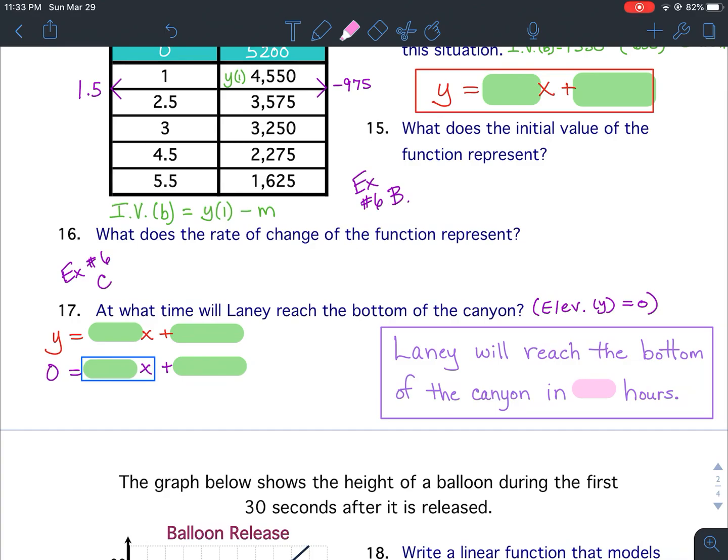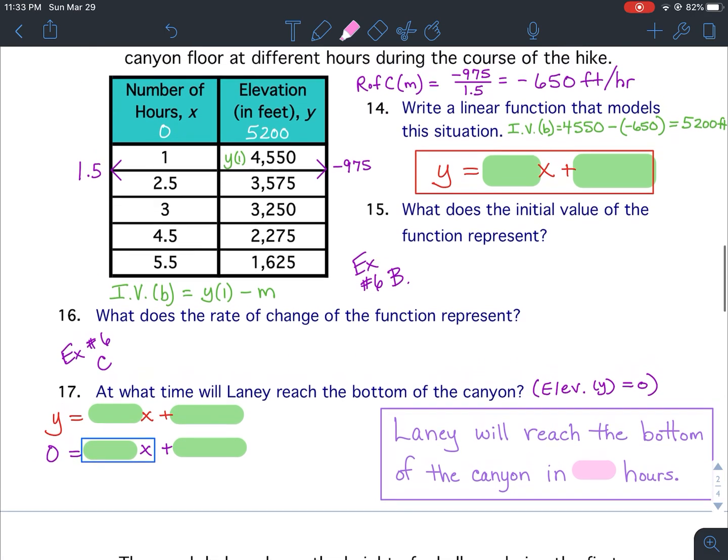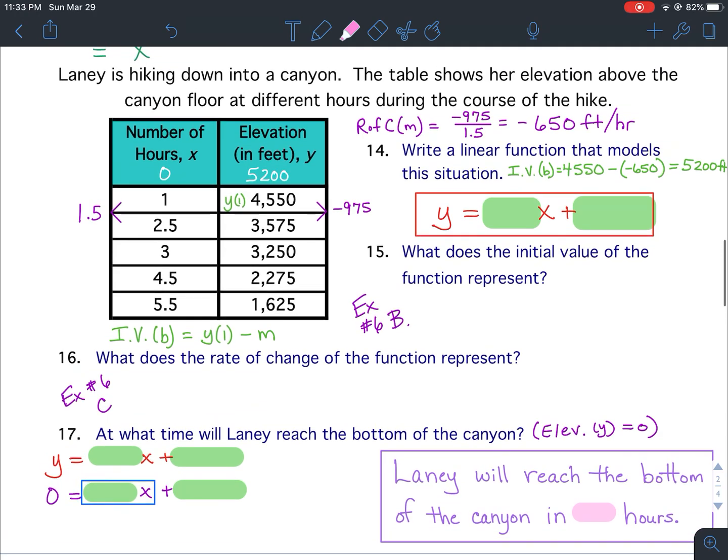that many hours. Okay, so that is it for questions 14 through 17. If you have any questions, let me know.